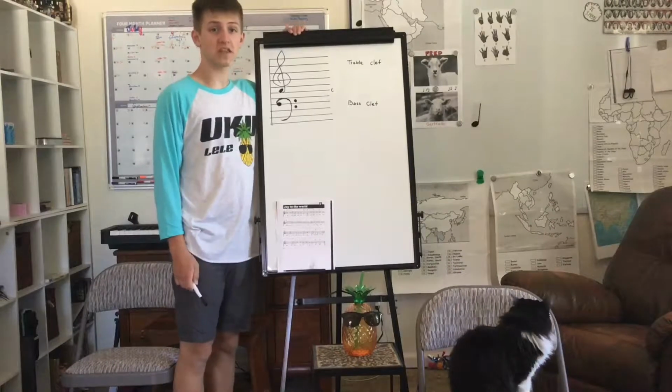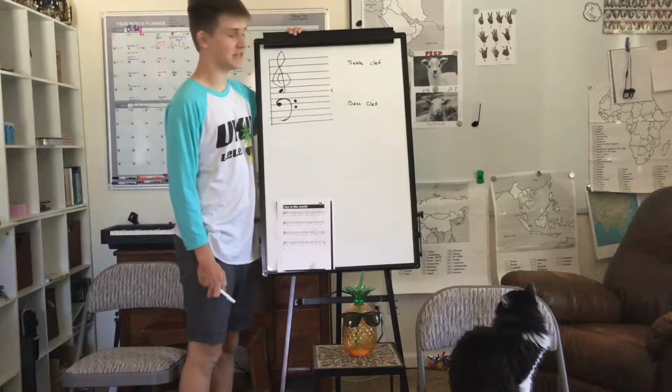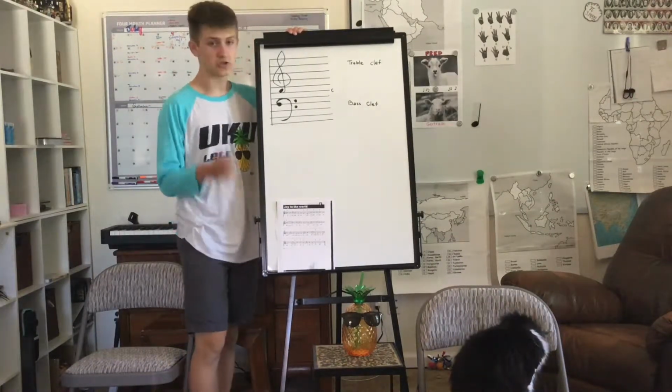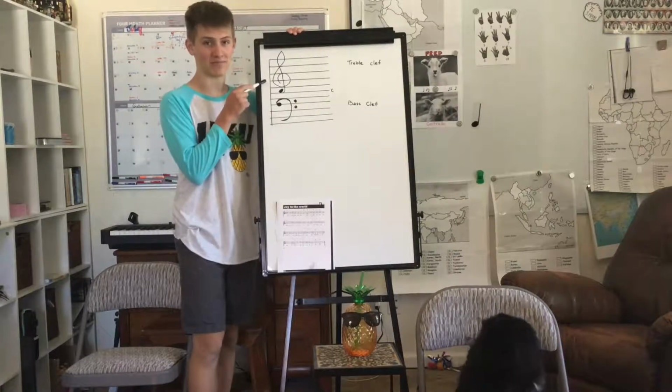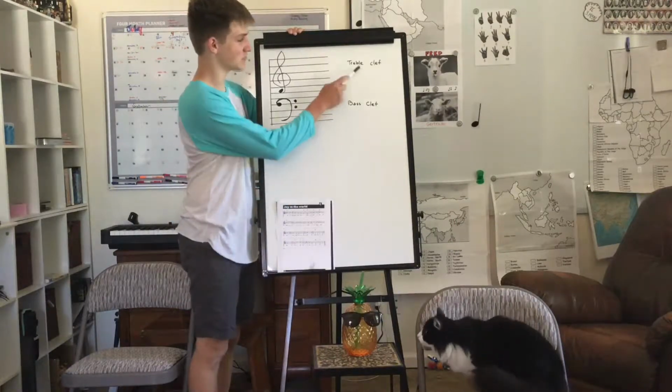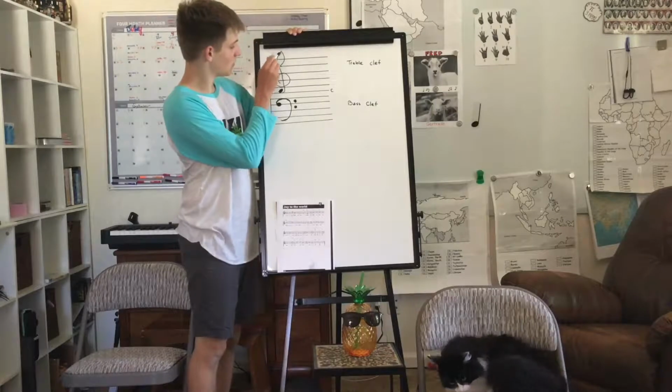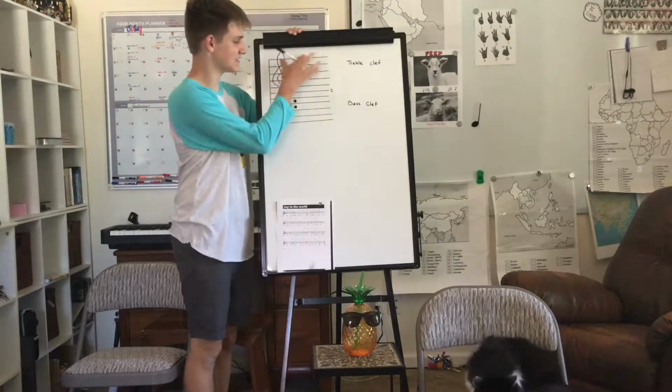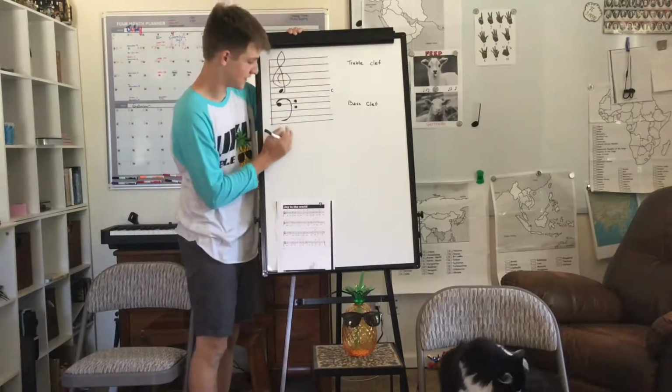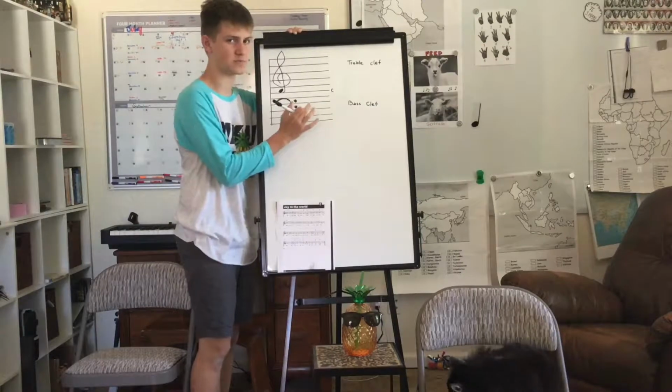Alright, so the first thing that you need to know when learning sheet music is the clefs. There are two main clefs, the low one and the high one. These are called the bass and treble clefs. This is what the treble clef looks like, and it signifies the higher notes, and this is the bass clef, which signifies the lower notes.